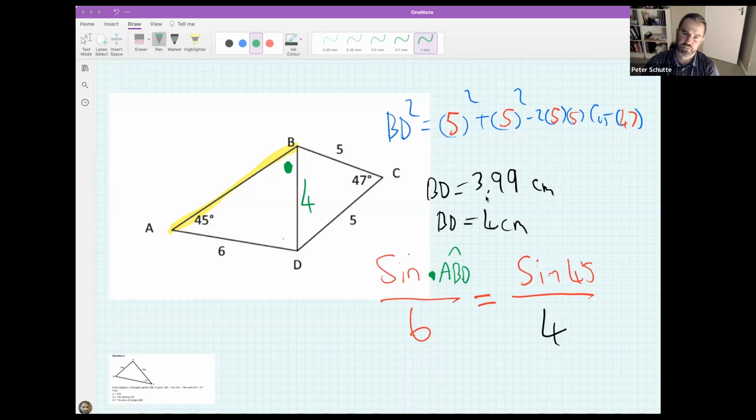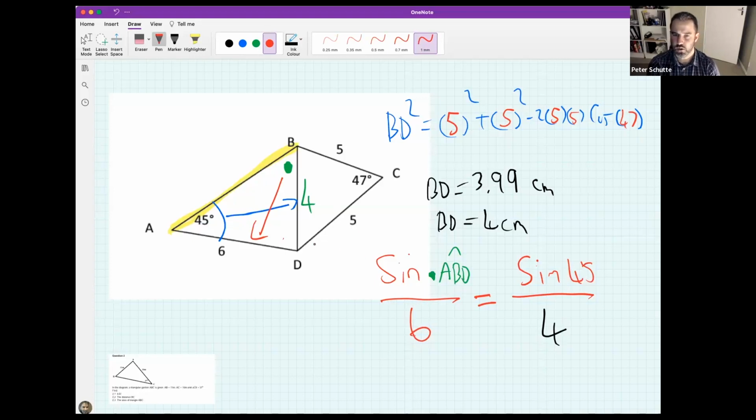Why sine 45? Because if you look, we have a 45 over here. And what is the side that is opposite 45? It's 4. And so the sine rule says the sine of an angle divided by the side opposite is equal to the sine of another angle, divided by whatever is opposite it.